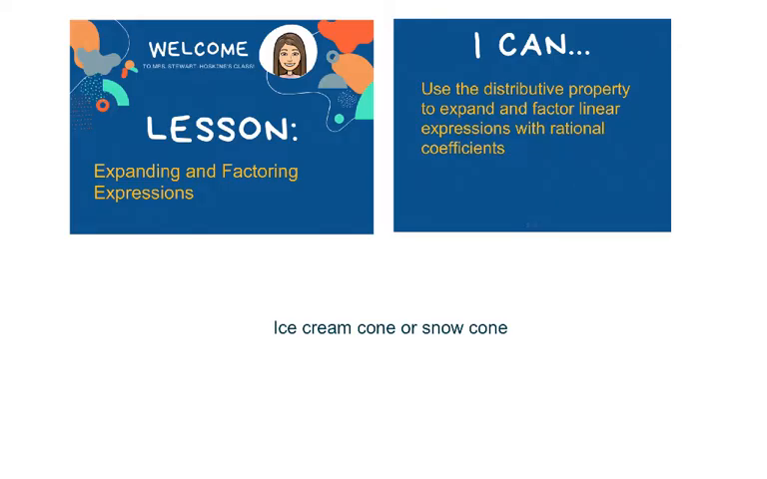In this lesson, we learned to use the distributive property to expand and factor linear expressions with rational coefficients. We used the distributive property, we reviewed how to find the greatest common factor, and we used these to both expand and factor linear expressions. We looked at this with pictures, through area models, and with expressions.